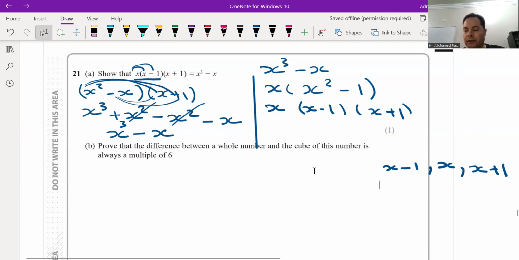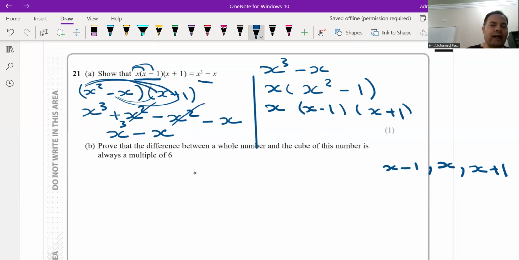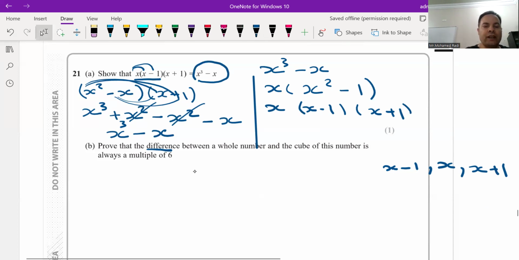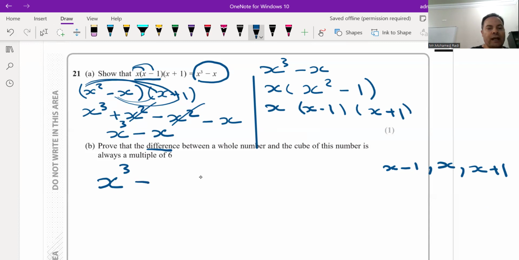Now look at part B. Prove that the difference between a whole number and the cube of this number is always a multiple of 6. Look at part A. If you look at the right-hand side, it's a difference, a minus, between a whole number, which is x, and the cube of this number. So if you look at the right side, it's a difference between a whole number and its cube. Is always a multiple of 6.